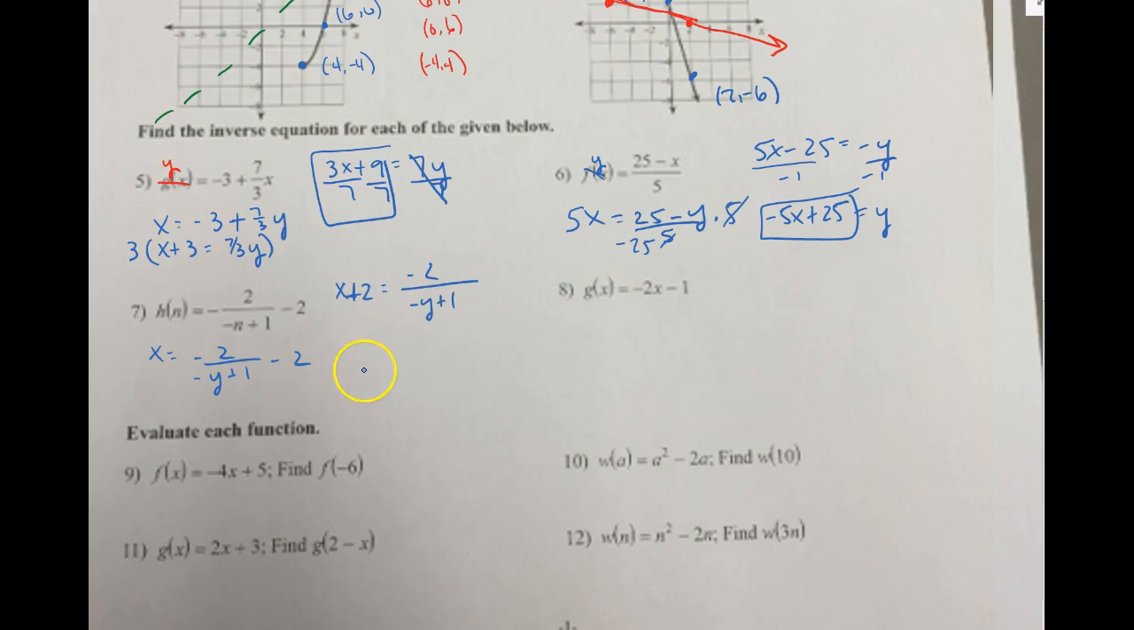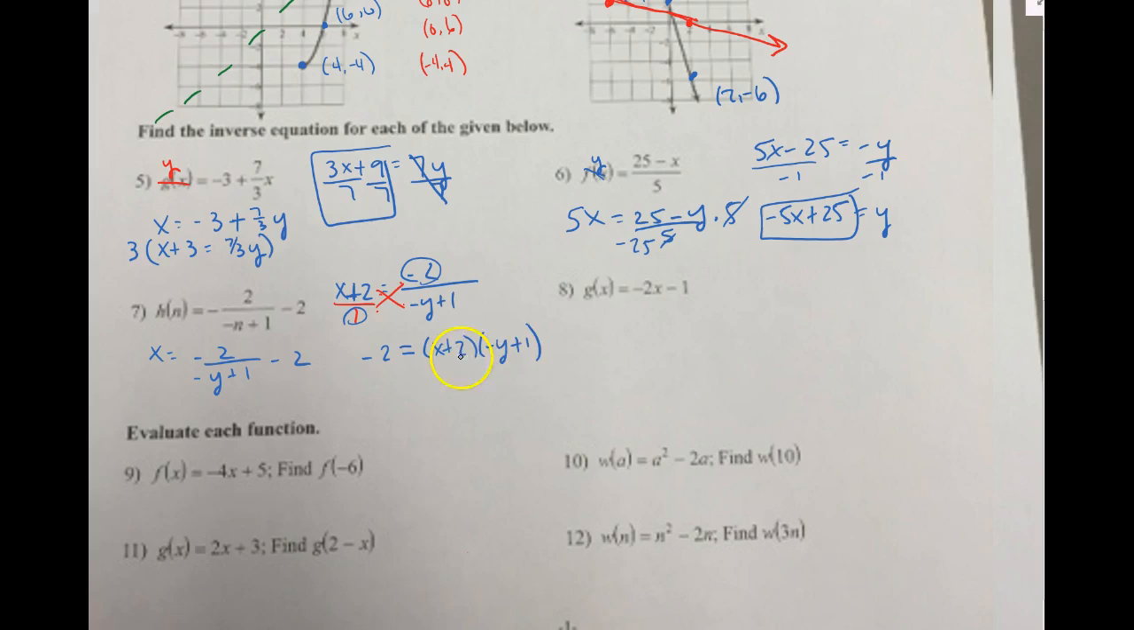And when the fractions are this complicated, what I recommend you do is you go ahead and stick this side over an invisible 1 just so you can cross multiply. Okay, so I'm going to cross multiply. I'm going to do the negative 2 times the 1 right here. Negative 2 times 1 equals x plus 2 times negative y plus 1.